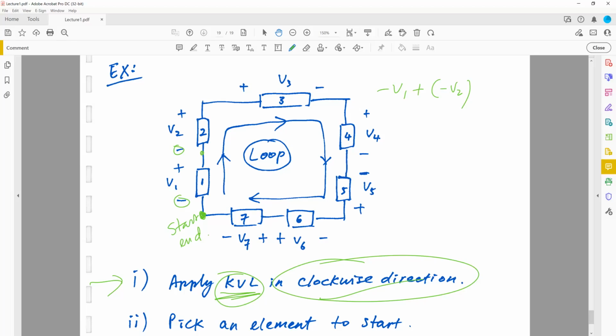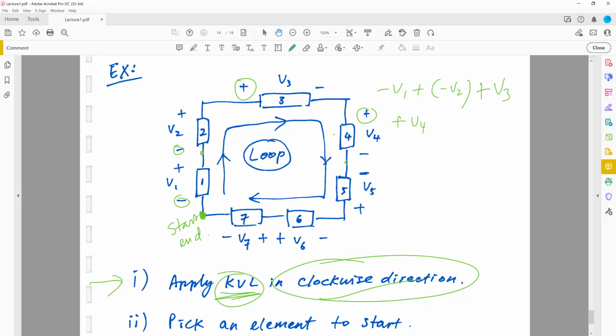Okay. Algebraic sum, so plus. The sign associated with the next element is positive, so I simply just do plus V3. Now I move on to this element, number 4. The sign associated with this element is also positive, so I'm going to do plus V4.